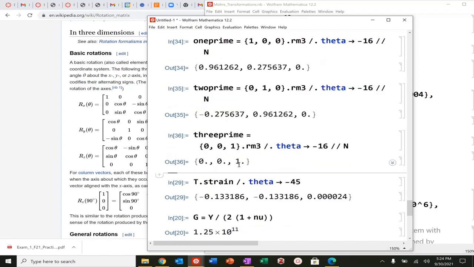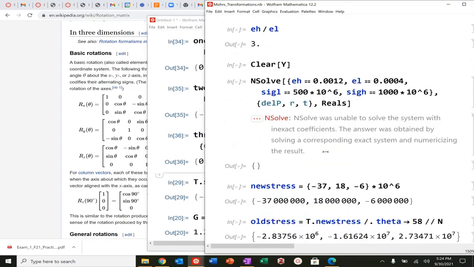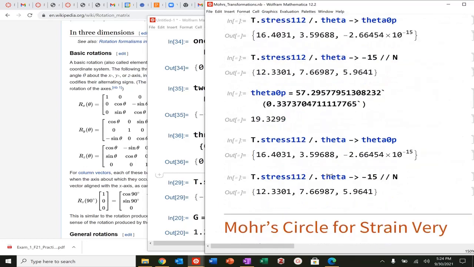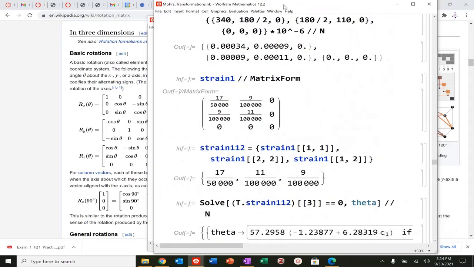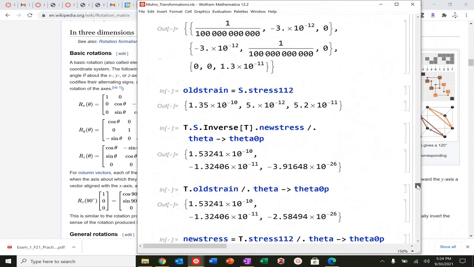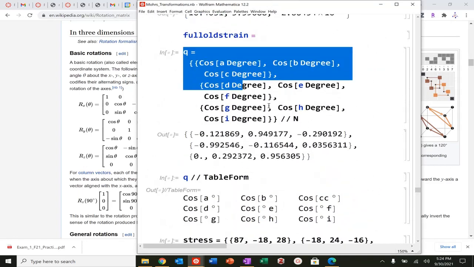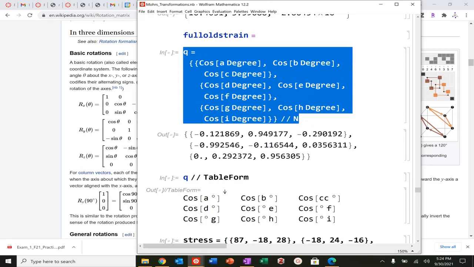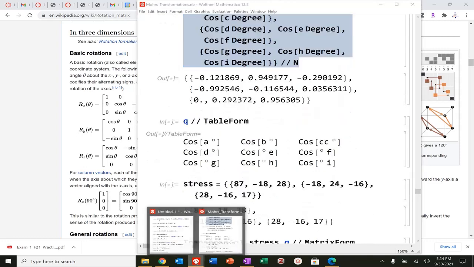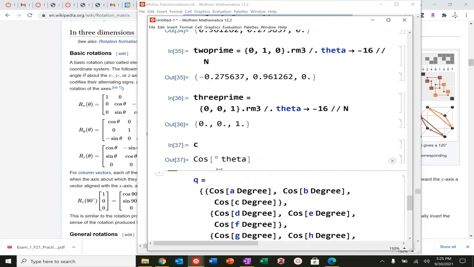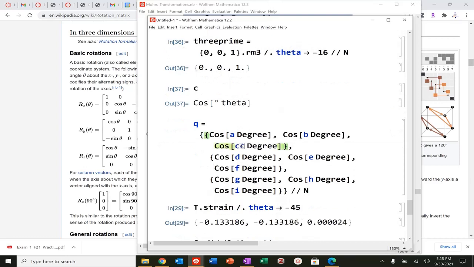So now I need to use my Q matrix. Let's go to Q. Let's see if we have that Q matrix. Here we go. So we have our Q right here, and I could go ahead and copy that in. So that's my Q. I need to clear what is C right now? I actually need to do CC.